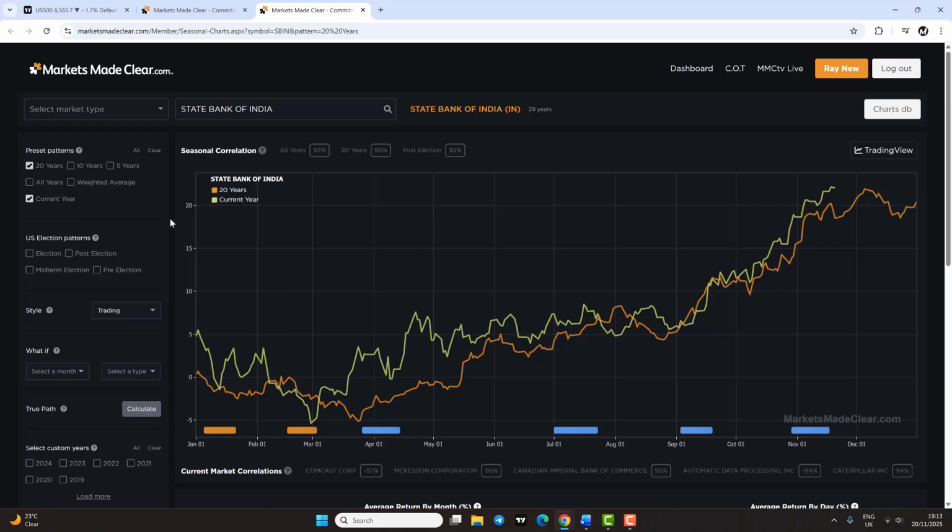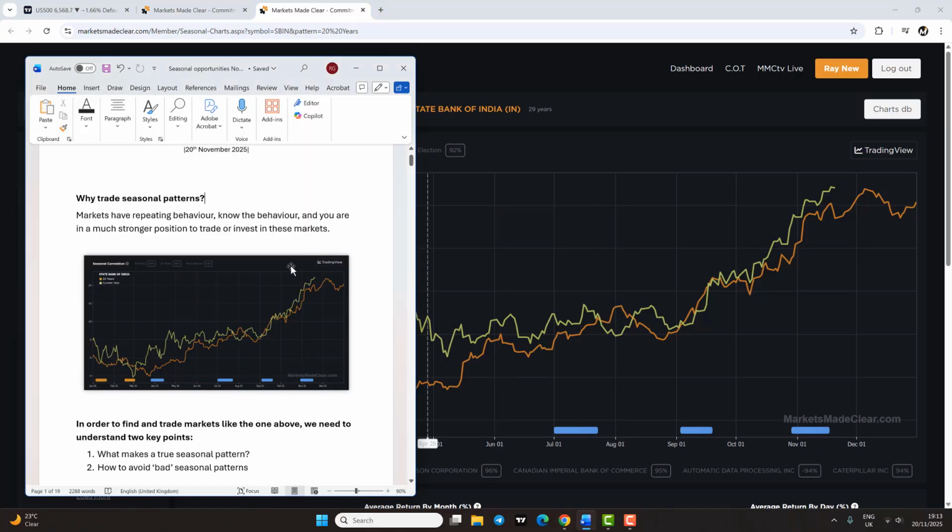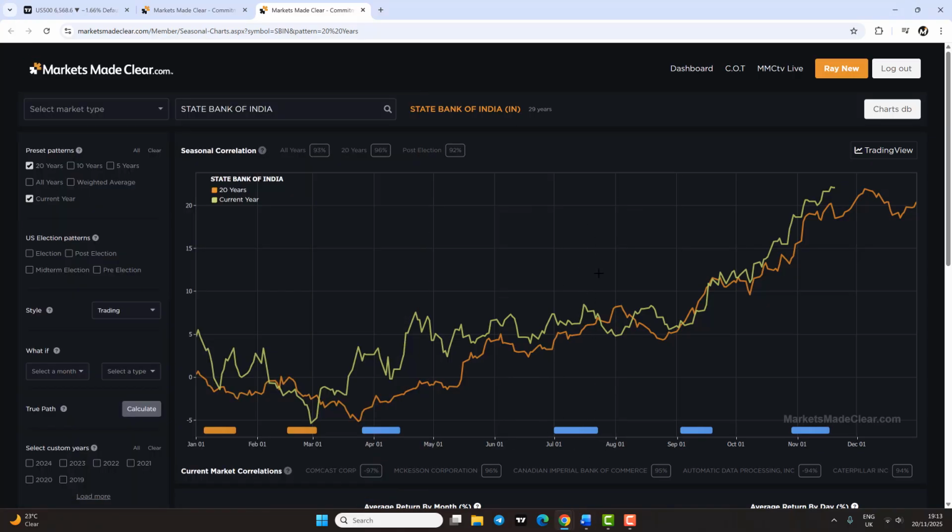And if we look at current price, this is the daily closing price. The yellow line is the daily closing price that we've had all year. And you can see how the yellow has followed the orange. So in short, the answer to why you trade seasonal patterns is that it allows you to see how a market can move ahead of time. And this is exactly a perfect example of it.